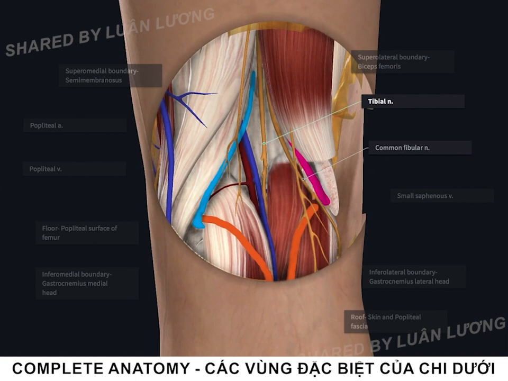So the tibial nerve is going to be the more medial of the two branches from the sciatic nerve, and it's going to overlie the popliteal artery and vein as they enter into the leg along the midline. The common fibular nerve is going to be the more lateral division from the sciatic nerve and course laterally in close proximity to the biceps femoris muscle.